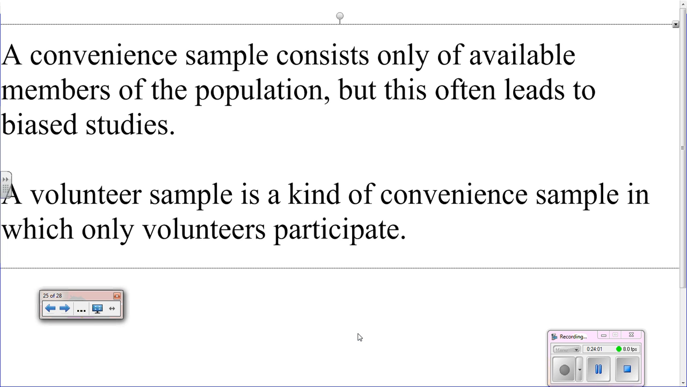A volunteer sample is a kind of convenience study in which only volunteers participate. This can also lead to biased studies, and the reason is that if it's something that you care about, you're going to want to answer it. But if it's something that you're not necessarily passionate about, then you're not going to answer it nearly as often.